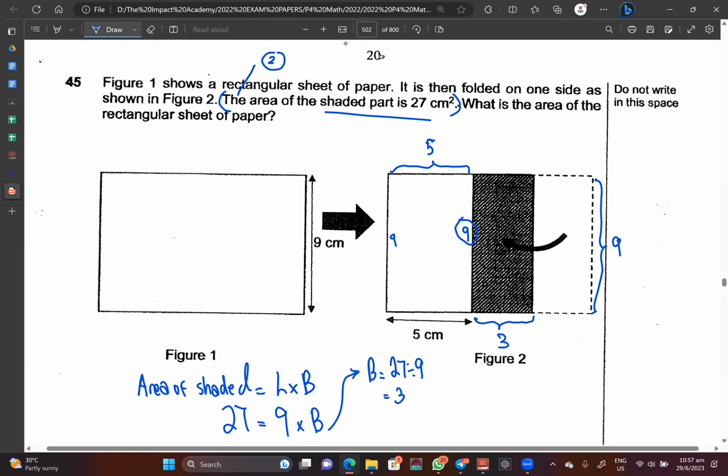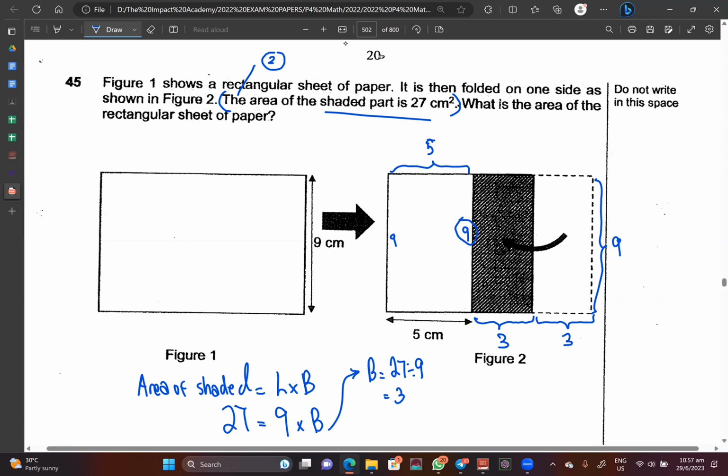Now, do you remember that it is folded? Which means to say this part is also the same. This has to be 3 as well. Because if I were to fold something and then unfold it, you realize that they cover the same area. So therefore, I know that this is 3.